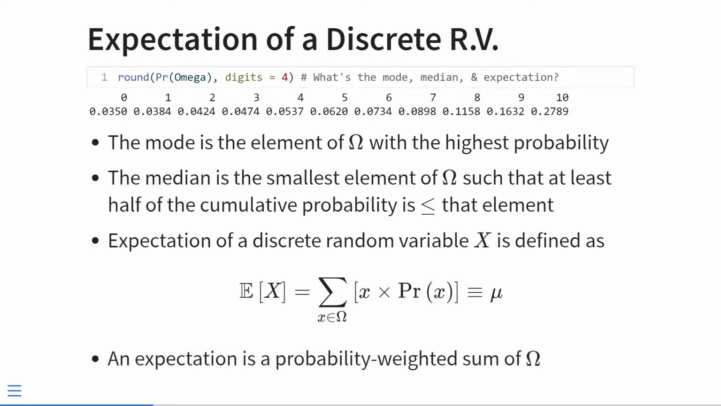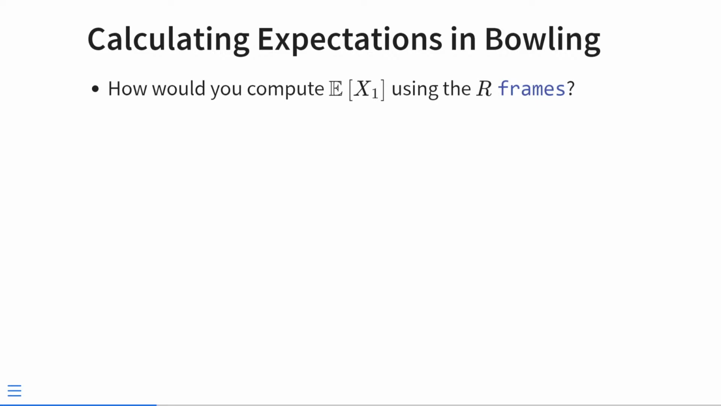All right. So the expectation is a probability weighted sum of the sample space omega. And we can use whatever probabilities we want, as long as they're non-negative and they add up to 1. But exactly which values you use affects the value of the expectation. All right. So how would you compute the expectation of the first roll of a frame of bowling using the database of 10 million frames that we simulated last week and that you have sitting around in your R session's memory?